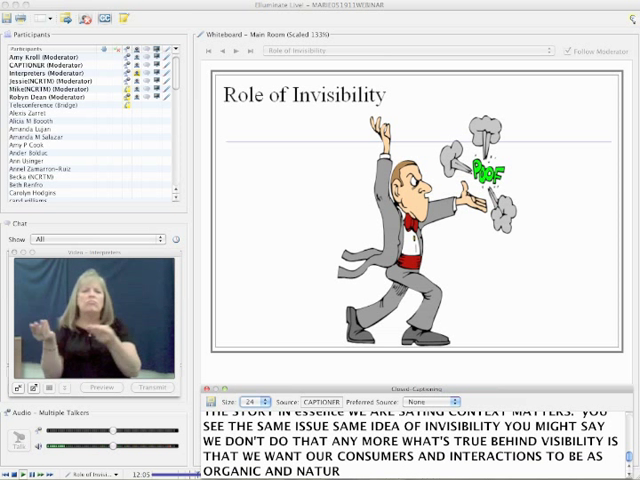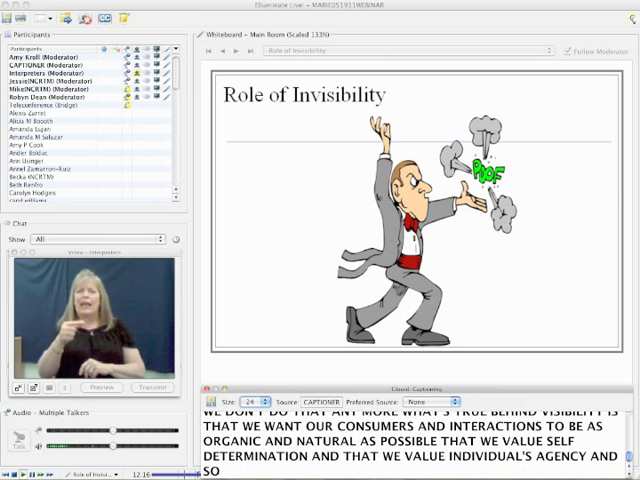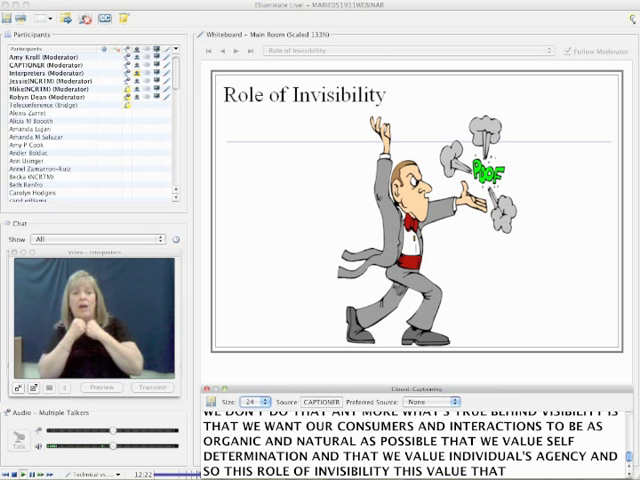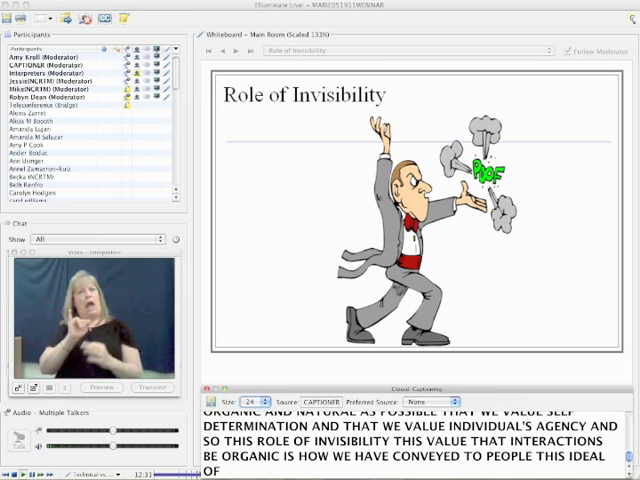That we value self-determinacy. That we value an individual's agency. And so this role of invisibility, this value that interactions be organic, is how we have conveyed to people this ideal of let's pretend I'm not there.